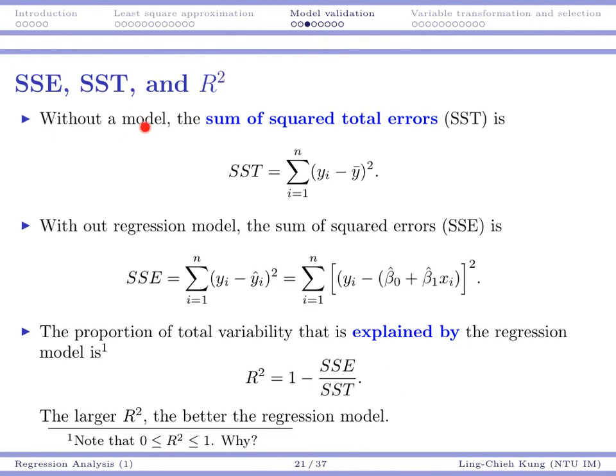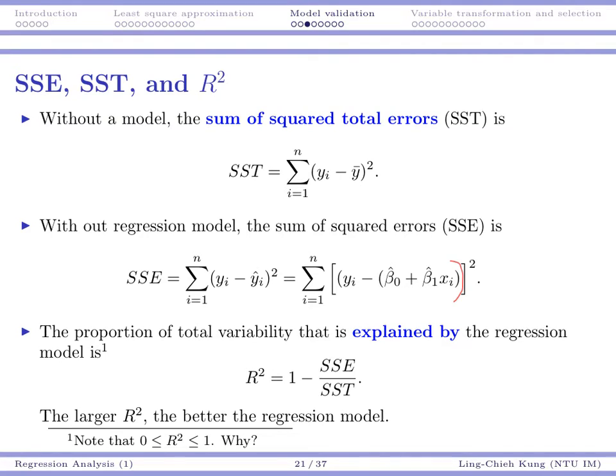So without a model, we define something called the sum of squared total errors, which is this one. For each yi, we estimate it as y bar. So there is a difference, it is squared, and we sum up all of them. That's SST. With our regression model, what we do is SSE, right? For each yi, we estimate it as y hat i according to our formula. Given that, we can calculate SSE, the sum of squared errors. Then we compare these two numbers.